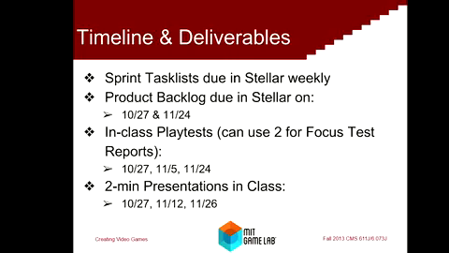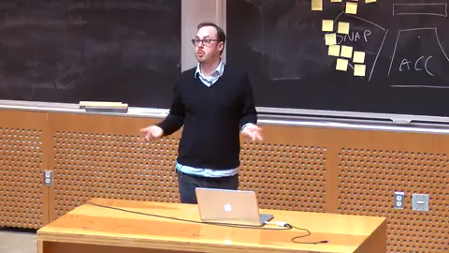We are asking for some kind of sprint task list to be submitted to Stellar weekly. What exactly that is is completely up to you. We've given you a format that we like. We've given you a method that we know works. If you decide to change that method, let us know what you decided to change it to and why. But whatever you have, every week, I should be able to go to Stellar and see what tasks you have to do for the next week's worth of work.